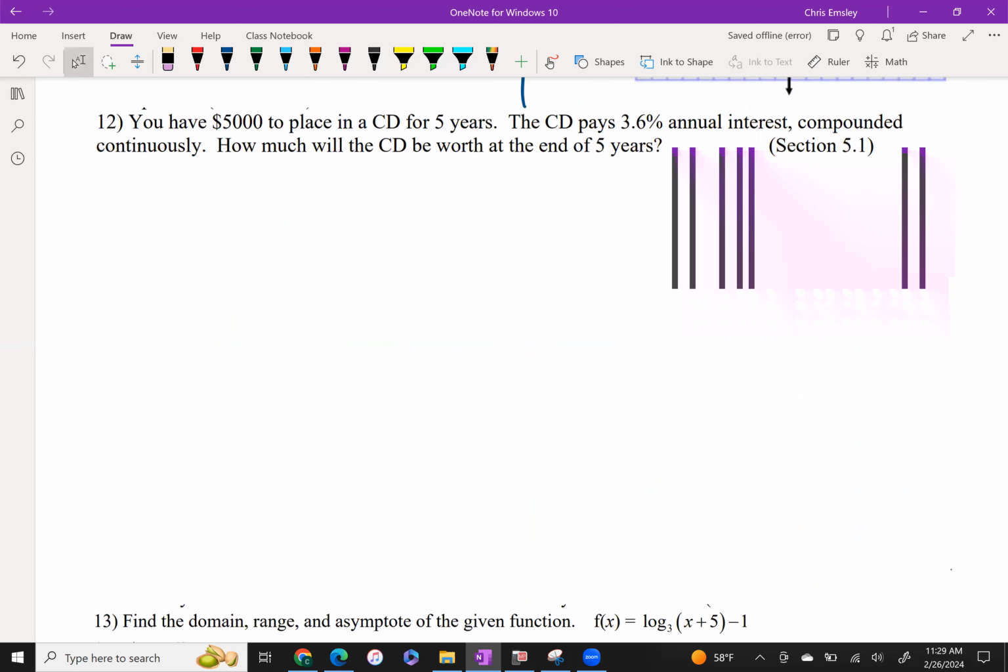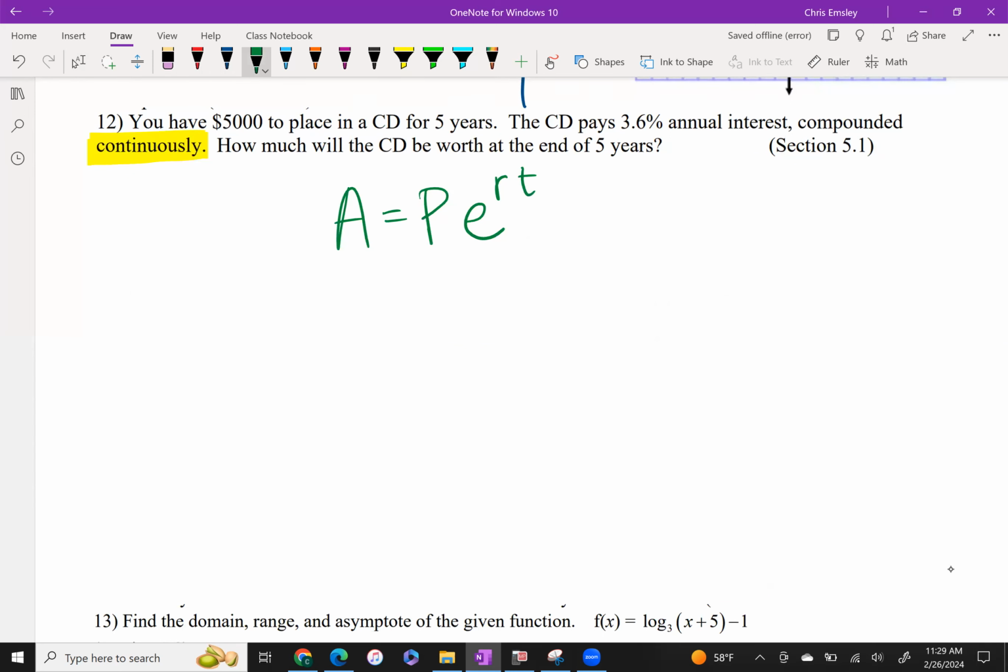Next up, you have $5,000 to place in a CD for 5 years. The CD pays 3.6% annual interest compounded continuously. How much will the CD be worth at the end of 5 years? We have 2 different compound interest formulas, but when it's compounded continuously, we need to remember that it's the function with the natural exponential, the Pert function. This is the one we need for compounded continuously. Any other compounding terms would use the other function.